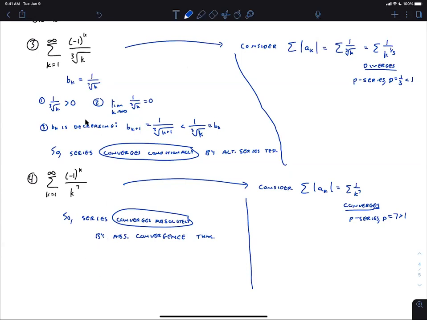You could go through the alternating series test on problem 4, but you don't need to. So if you did all this on problem 4, it would still converge, and it would converge absolutely because this one did, but there's no need to do this on problem 4 because once we know the absolute value converges, then we already know the original one converges. So there's no need to do the alternating series test. Does that make sense to everybody? It's clear what I mean?